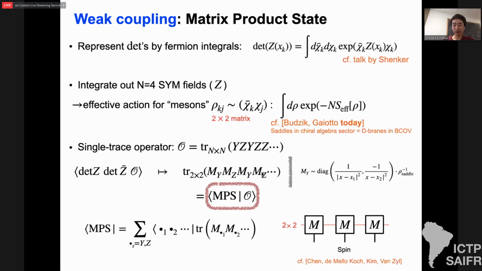In order to proceed, we can also rewrite this trace as an overlap between a matrix product state and O, where the matrix product state is defined in this way. You can clearly see that if you just take the overlap, then you pick up a particular term in this matrix product state, and that is given by this trace. And here I just drew the usual description of the matrix product state.